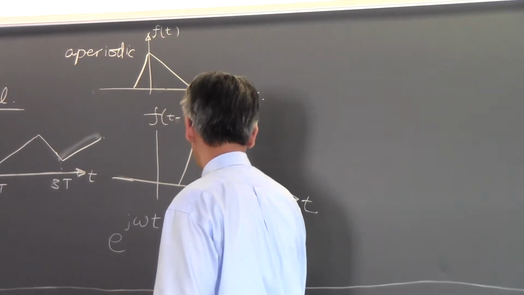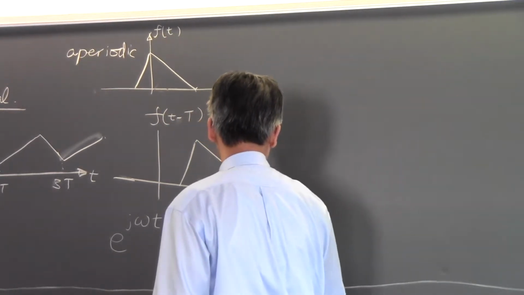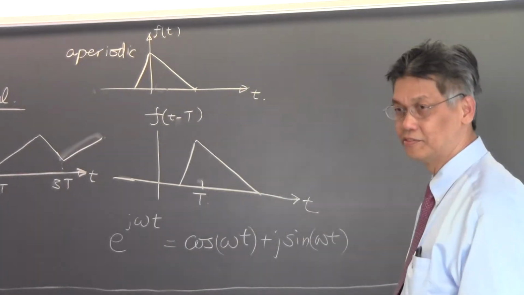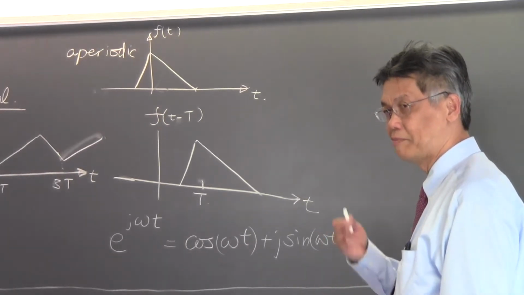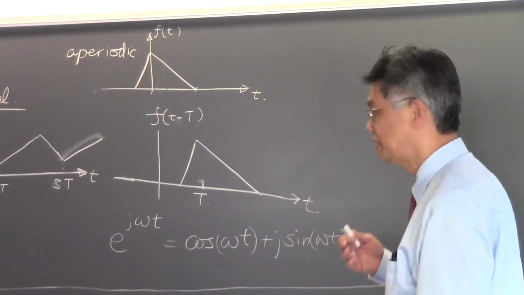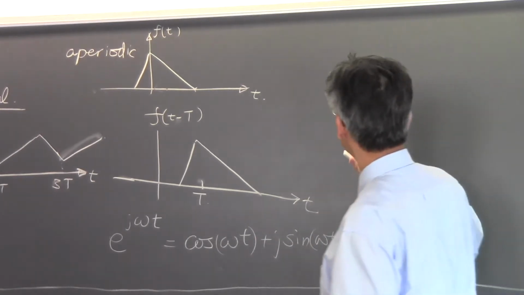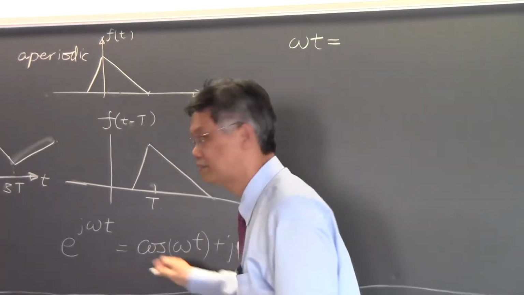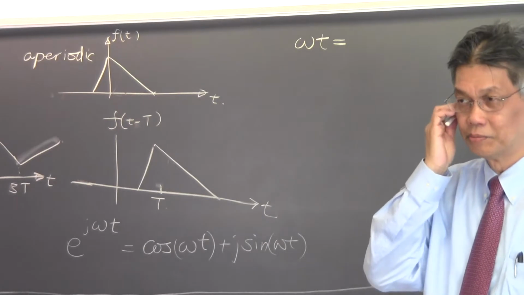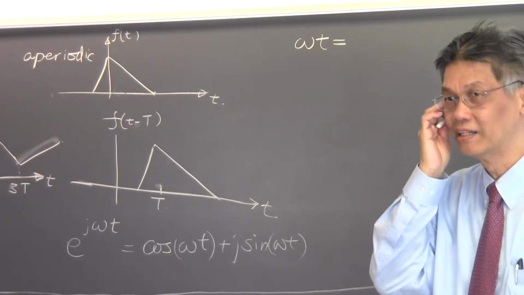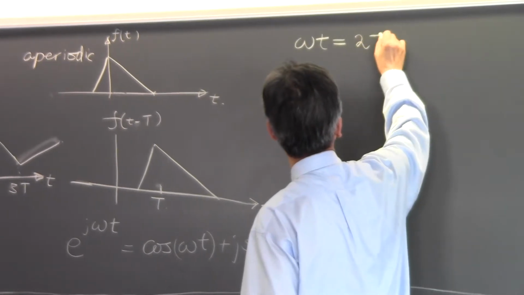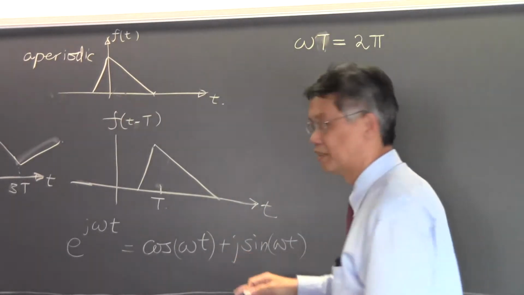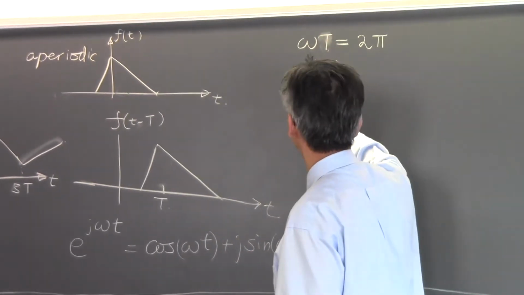And if you write it in terms of cosine of omega t plus j sine of omega t, you can see that it repeats itself every capital T time interval. What is that capital T time interval that this function repeats itself? You can work that out. You say when omega t is equal to what does this function become itself again? When omega t equals 2 pi. Okay, the smallest number is 2 pi. So omega T equals 2 pi. It repeats itself, and T is called a period.